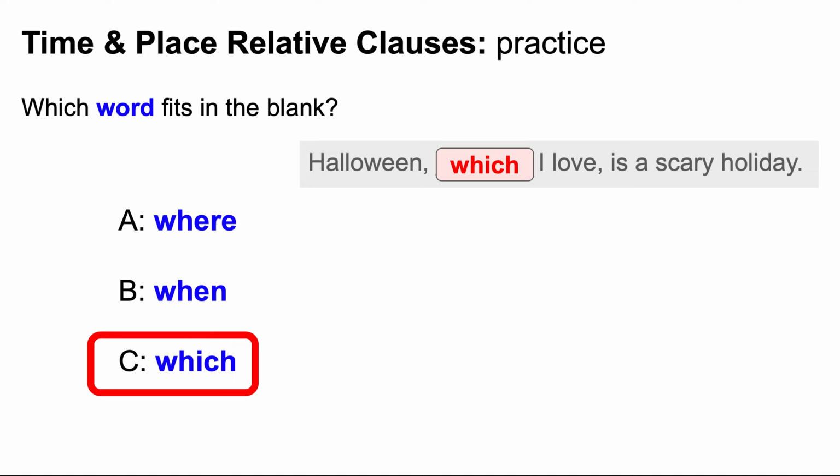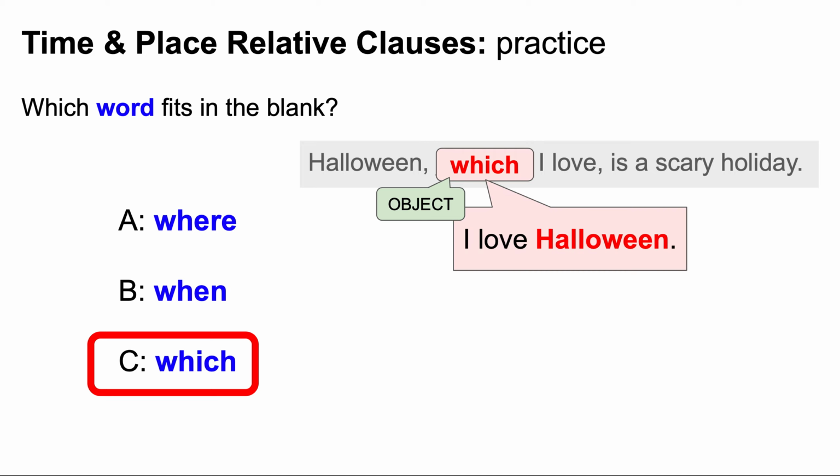Halloween, which I love, is a scary holiday. Here, which I love is an object relative clause. That is, I love Halloween. Halloween is the object of the sentence. Next.